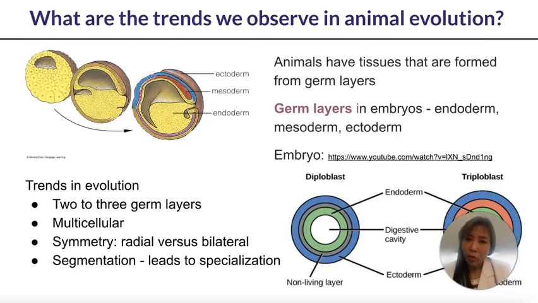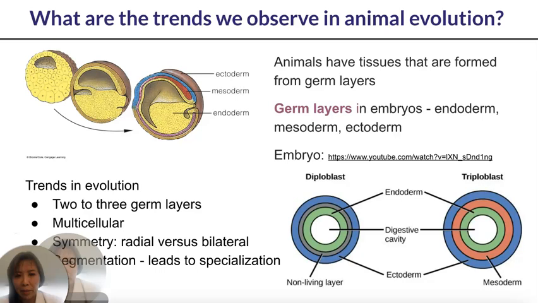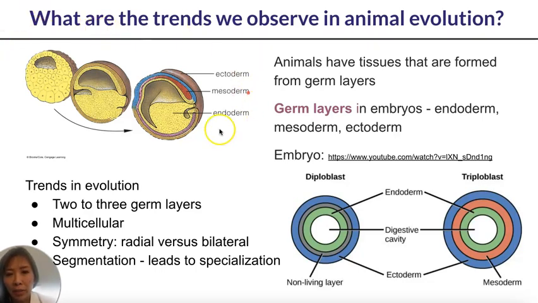And so what are some of the trends that we do observe in animal evolution? Animals are able to have tissues that form from what we call germ layers. Germ layers in the embryo consist of 3 different types. You have the ectoderm, the mesoderm, and the endoderm. The ectoderm, if we look at this image right here, is the most outer layer that tends to become the skin. The mesoderm forms the blood, and most of the endoderm becomes your organ system.